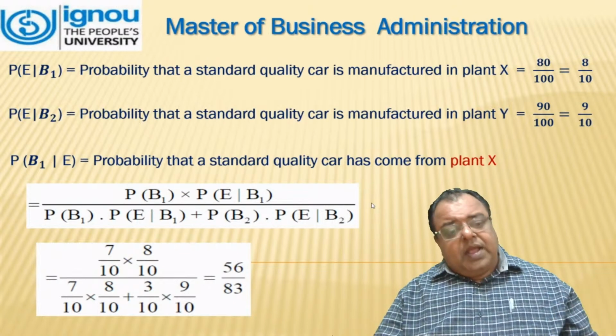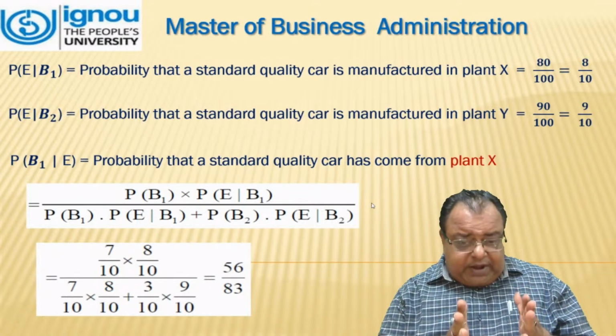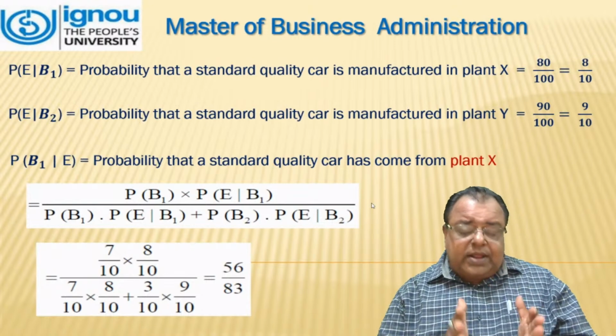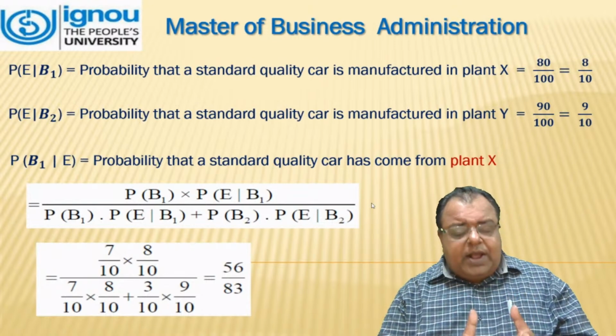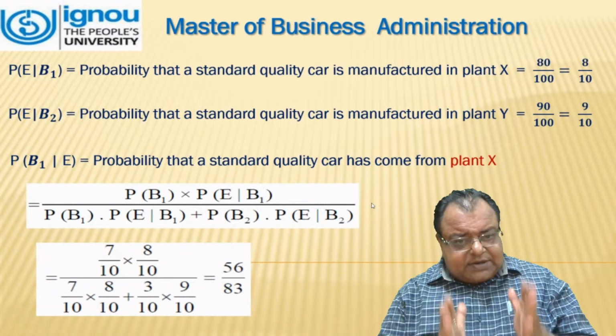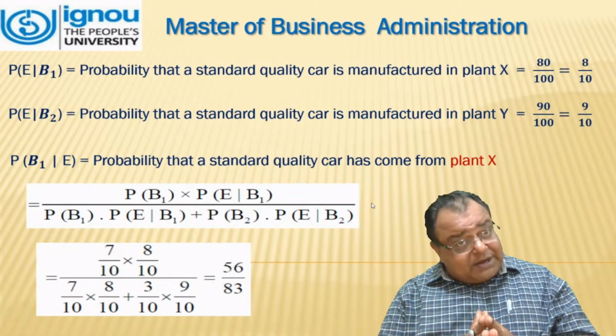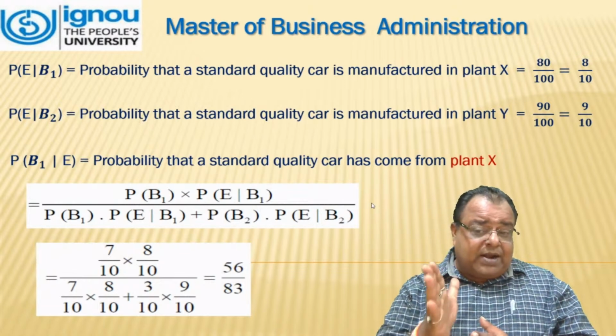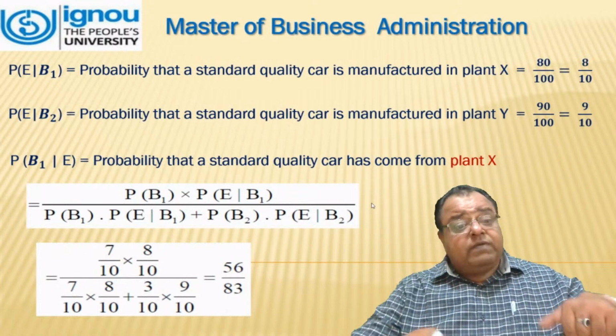Now, our problem is what we have to find. We have to find the probability that we select a standard quality car and it is manufactured by plant X. Mathematically, how will we write this?